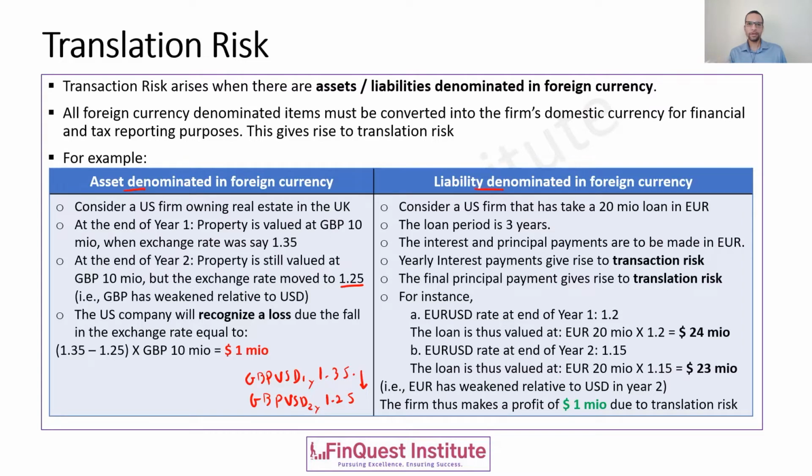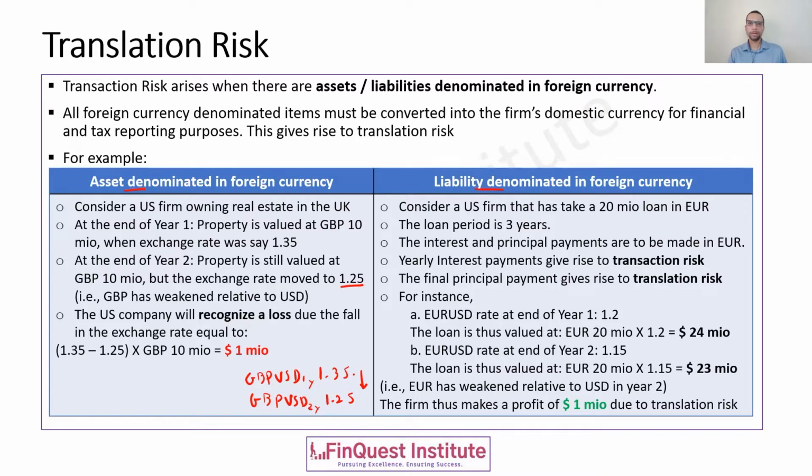So let's say we look at it from the prior perspective. That is, the British pound has weakened. Why we say that? Because earlier, one British pound was equivalent to 1.35 US dollars. Now, one British pound is just equivalent to 1.25. So that way, the GBP has weakened relative to the US dollar. Now, because of this weakening in currency, the asset which the company is holding has weakened. Because of this, the company in America will have to recognize a loss on its financial statement because of the movement in exchange rates.